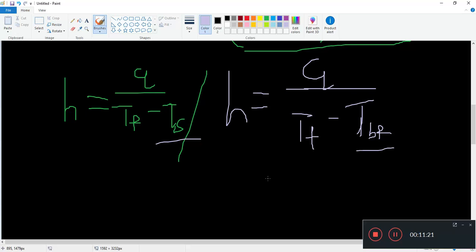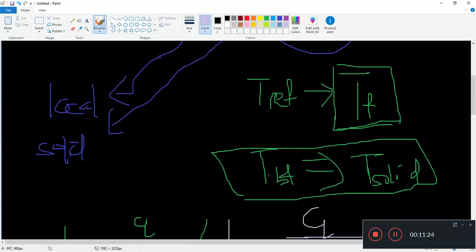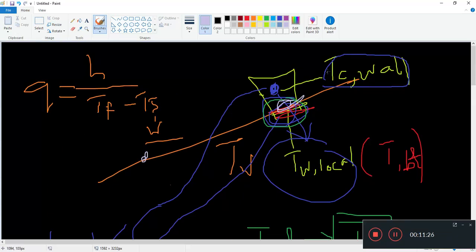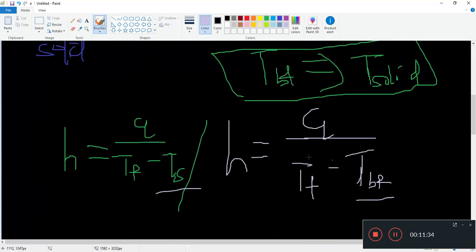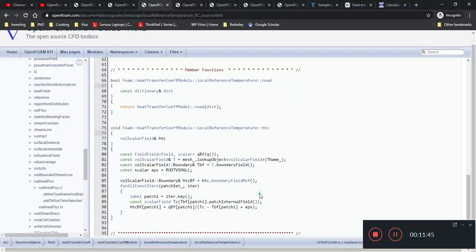So that's something to be very mindful of when using this utility. Of course, when you use the local temperature utility, the heat transfer coefficient is not going to match the average heat transfer coefficient usually found in correlations online or in engineering textbooks. So be very mindful when you use this utility. Just be wary of what you're actually calculating. What is TC, what is TBF?